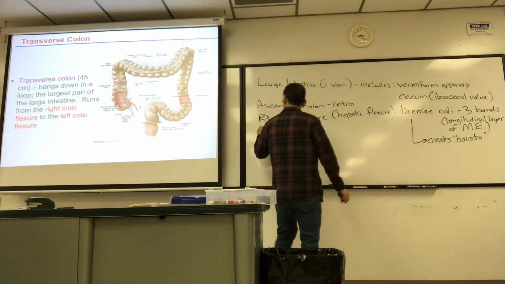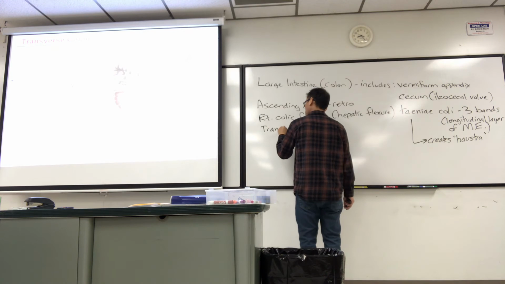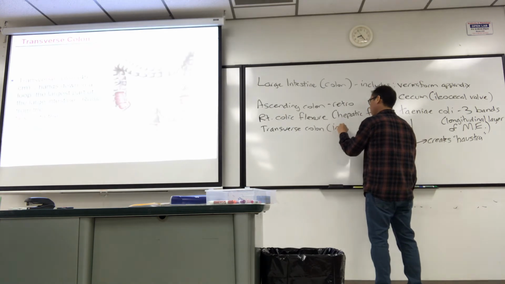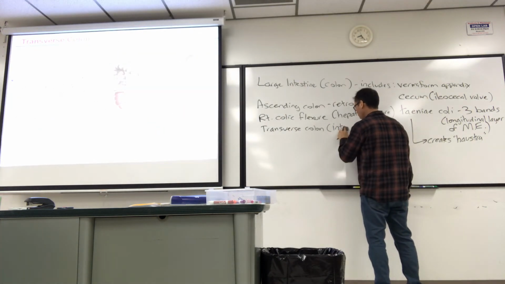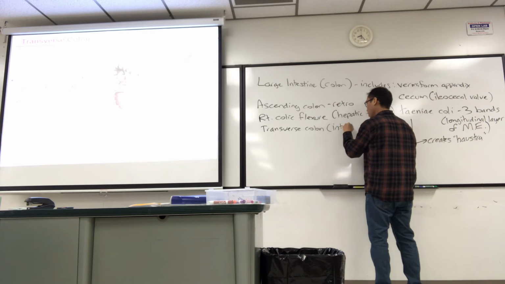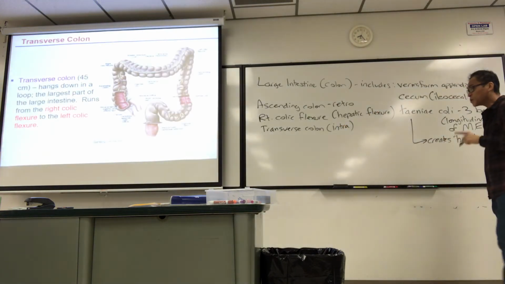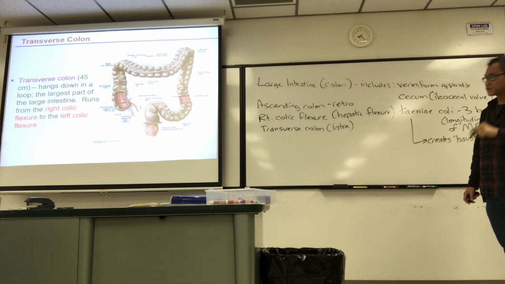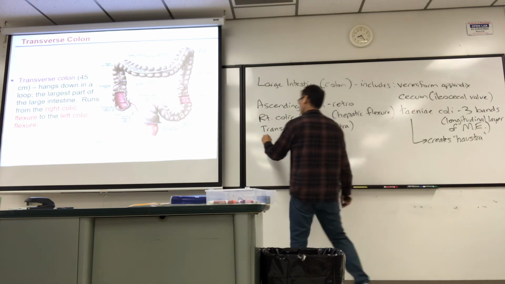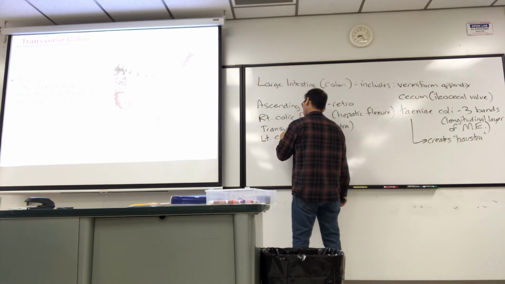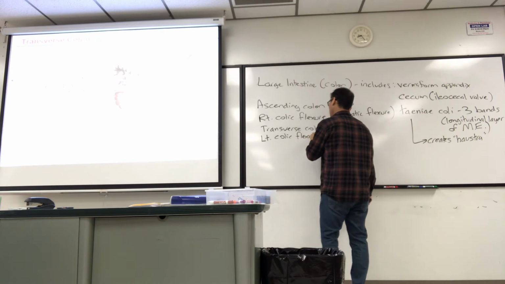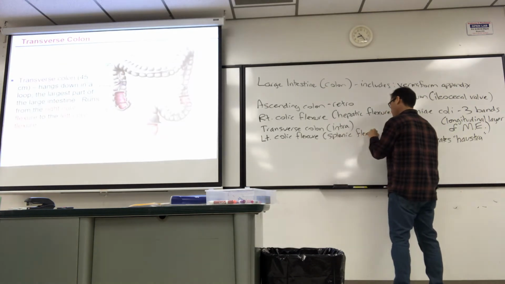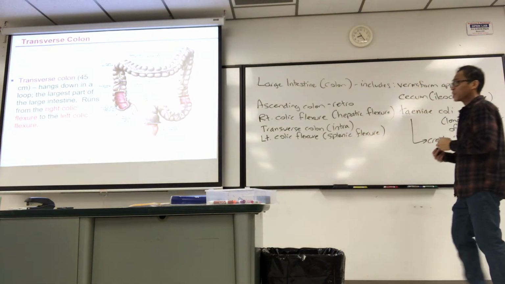So from the right colic flexure, transverse colon. Now you go back intraperitoneal. You were retro, now you're intra. So you go from the right colic flexure, about 45 centimeters across, to the left colic flexure on the other side. Also called the splenic flexure, because the spleen's on the left.